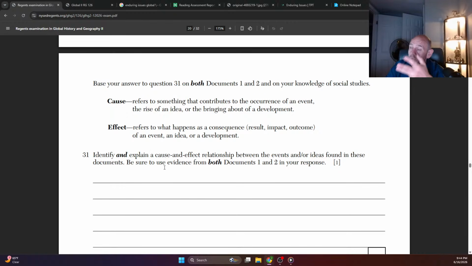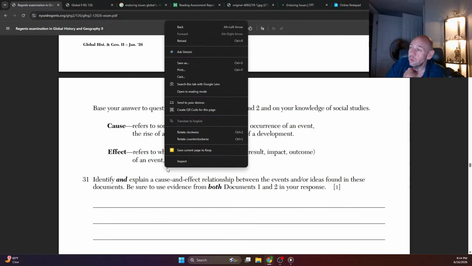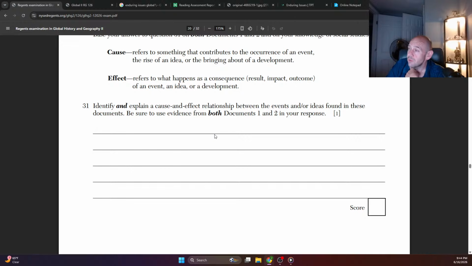In this case, it's a cause and effect relationship. How do you do cause and effect if you don't tell me the cause and then tell me the effect? So you have to identify the cause, identify the effect, explain why the cause led to the effect, and then you have to have information that comes from document 1 and document 2 to back that up. I do not think, pen in hand, I could get that done in the space provided here. I think it's insufficient space, and it leads kids to not write as much as they need to.